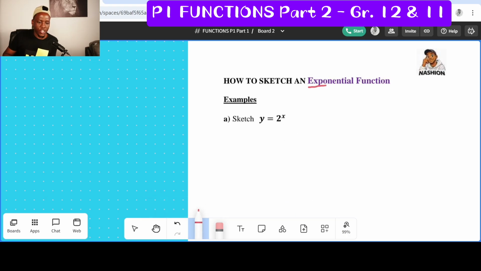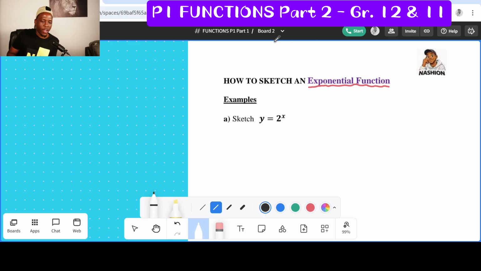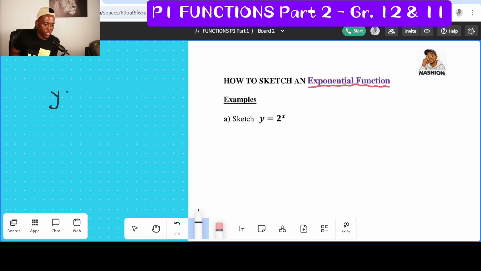The exponential function. When we sketch the exponential function, we have to consider firstly one of the general equations. The first one is y is a to the power x. We'll do the other one later. y is a to the power x. Three easy steps. The first step we're going to do is predicting again the shape of the graph.